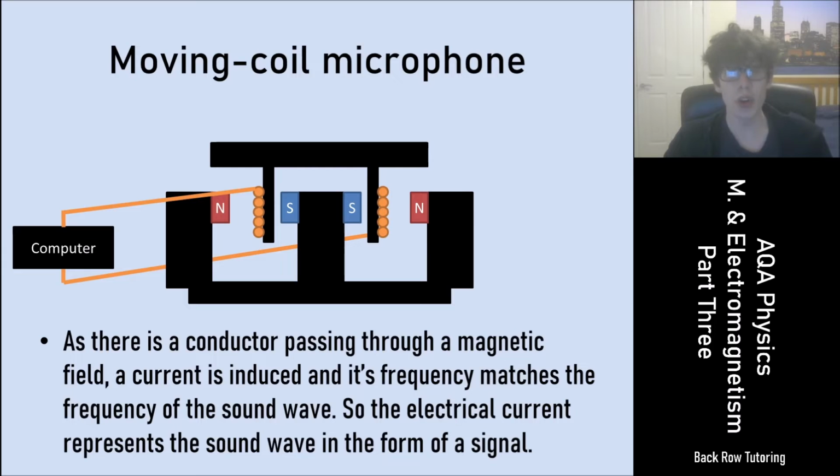As there is a conductor passing through a magnetic field, a current is induced, and its frequency matches the frequency of the sound wave. So the electrical current represents the sound wave in the form of a signal, and that might go off to some sort of computer to be recorded.